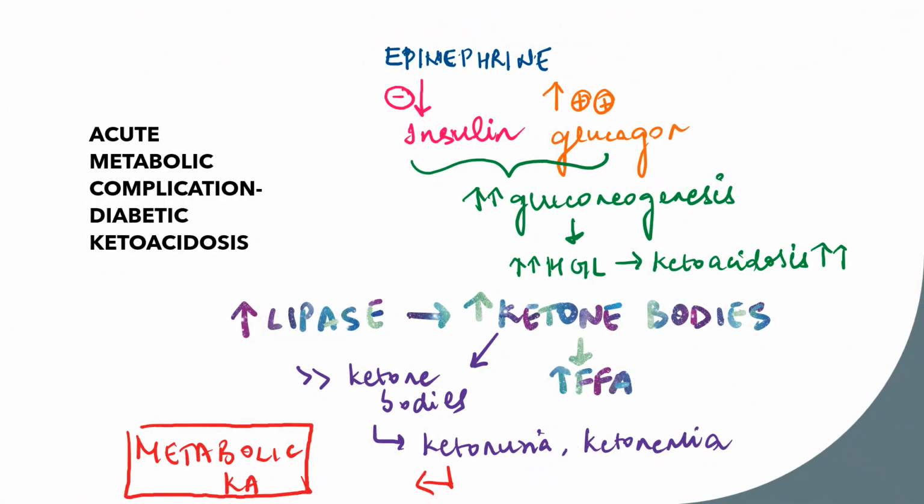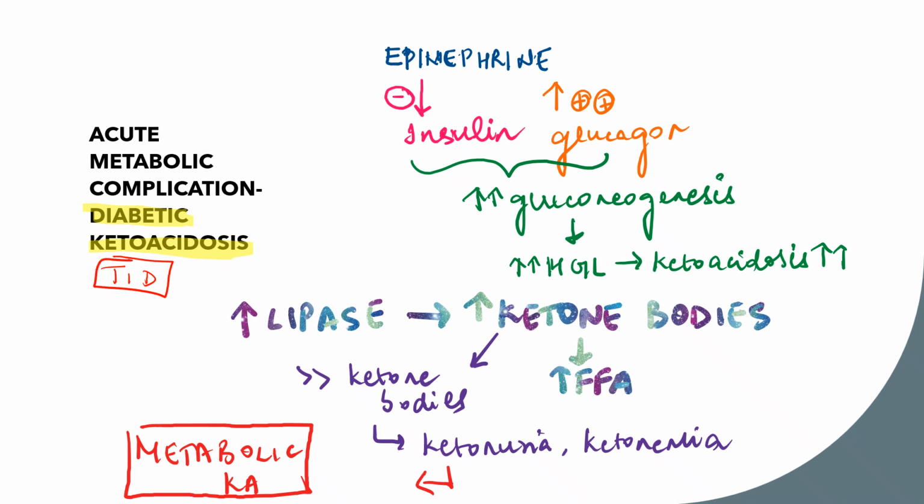Now that we have seen the clinical features of diabetes mellitus, let us now look at the metabolic complications. We'll start with the acute metabolic complication of diabetes mellitus, which is called diabetic ketoacidosis. Now, diabetic ketoacidosis is very commonly seen in type 1 diabetes mellitus.